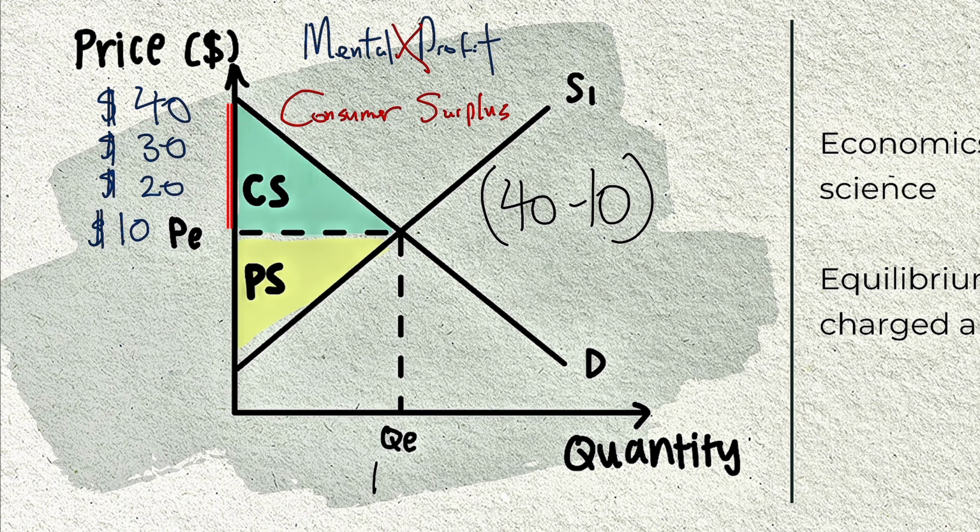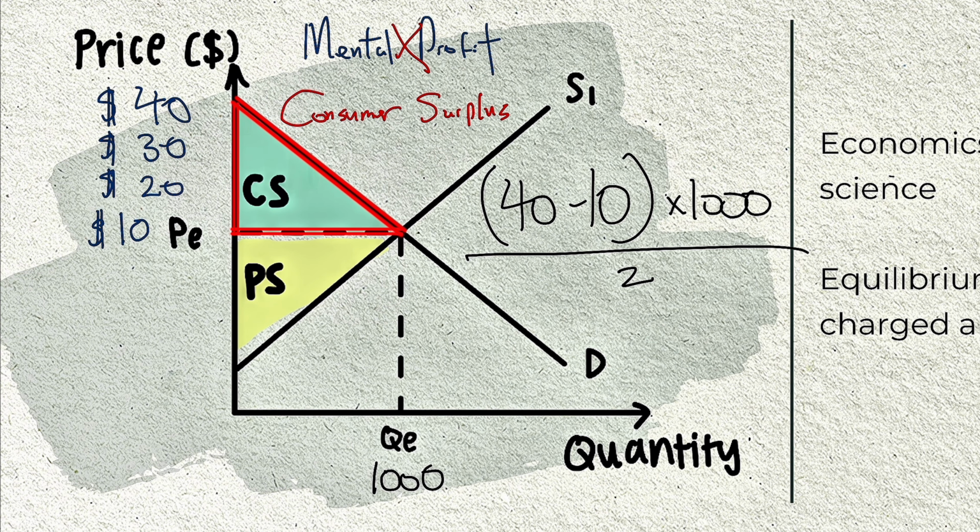And let's say there are 1,000 students that go to the canteen every day. We multiply this by 1,000. And in order to find the value of a triangle, we need to divide this by 2. So the value of the consumer surplus in this example is $15,000.